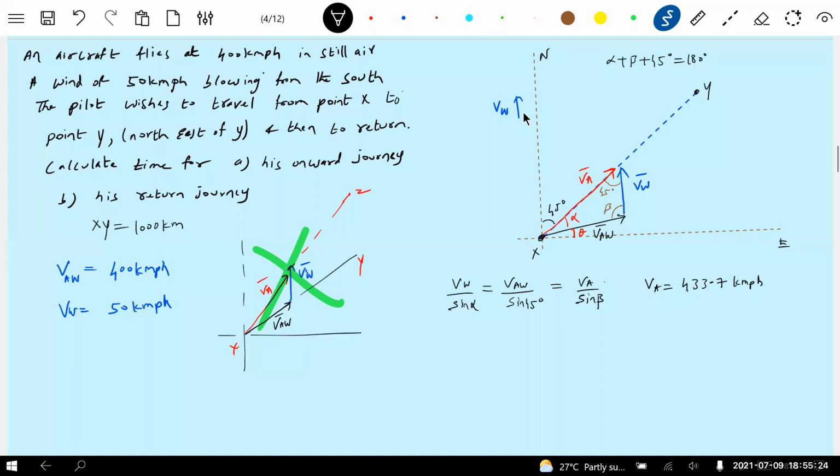So now the onward journey time from X to Y should be equal to distance by VA, thousand by 433.7. So 2.3 hours will take us. Within this time we are going to land there, provided the pilot has studied relative velocity. If you don't know relative velocity, gone. No question of landing at the destination.